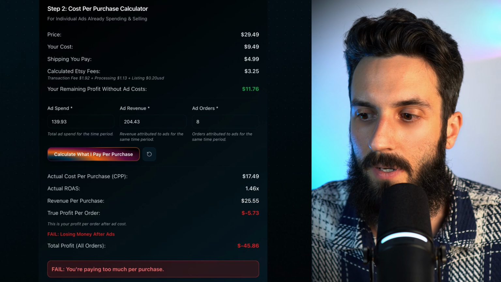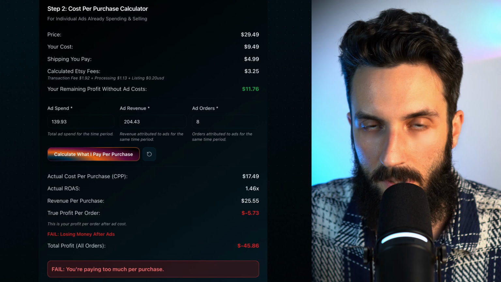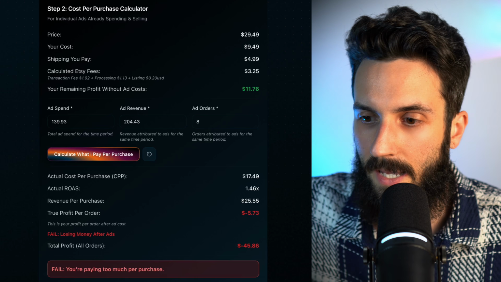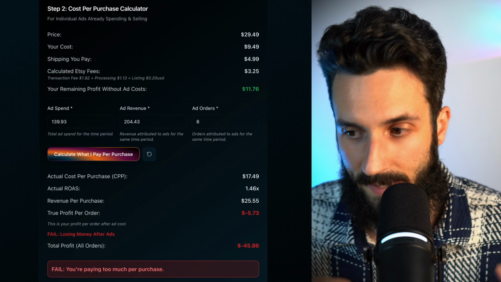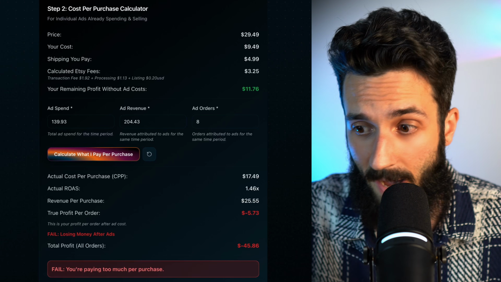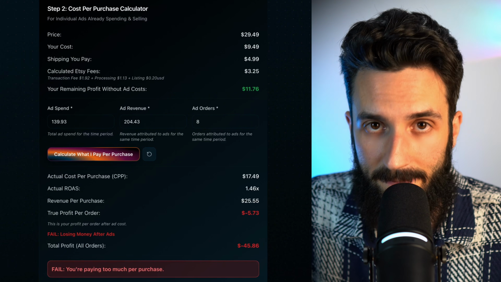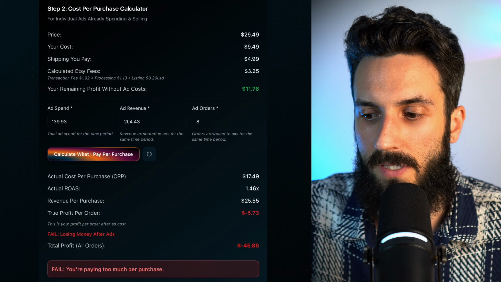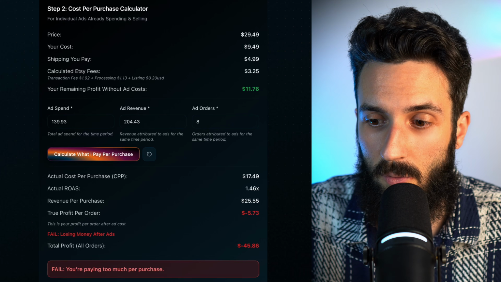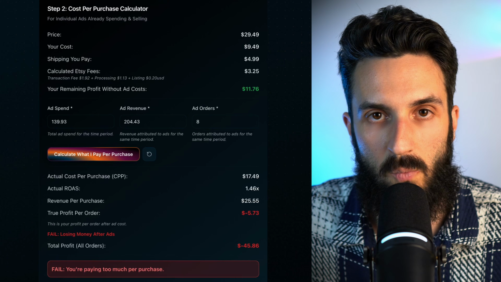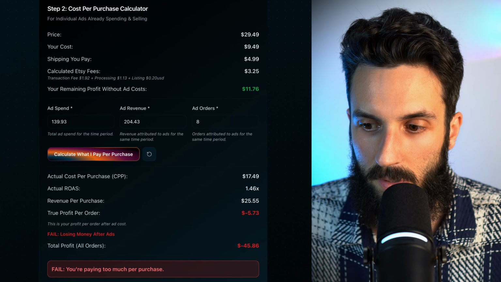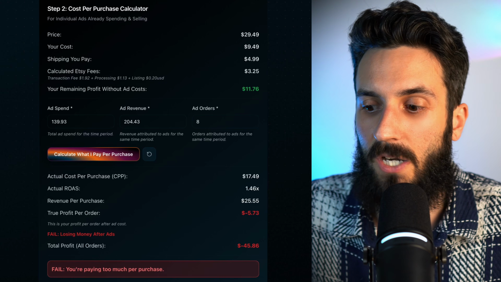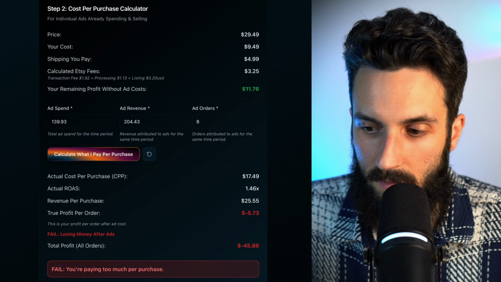But with a very common price setup here, $29.49 for the product, that's what they pay. $9.49 for you, that's how much your material costs are. Let's say $5 for shipping. Then after Etsy fees, you're profiting $11.76. So if you only have 8 orders after that, your ROAS is 1.46. So your revenue looks higher than spend, but you're actually losing $5 per order.